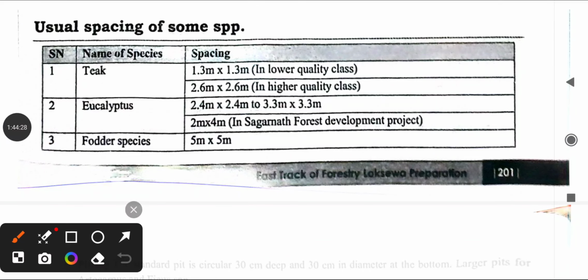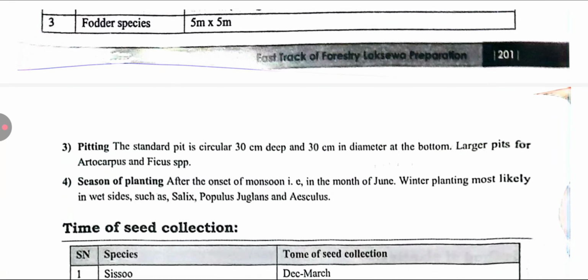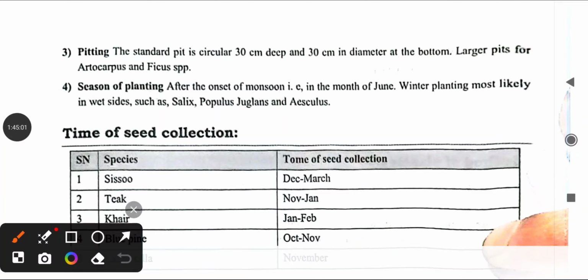For teak, 1.3 by 1.3 in low quality classes, 2.6 by 2.6 in high quality classes. Eucalyptus 2.4 by 2.4 to 3.3 by 3.3, and 2.4 in Sagarnath Forest Development Project. For fodder species, 5 by 5. And pitting: the standard size of pitting is 30 centimeter deep and 30 centimeter in diameter.